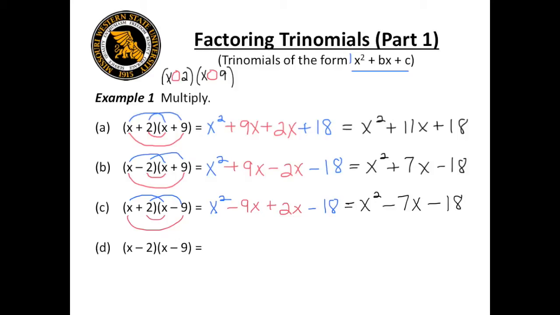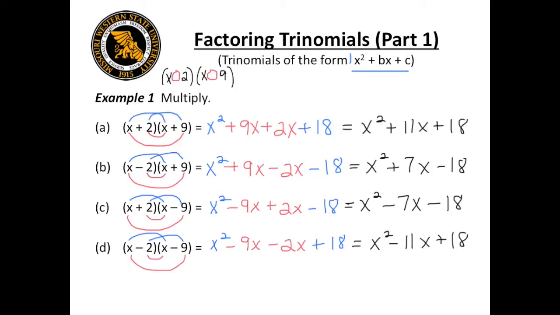One more example. X minus 2 times x minus 9. First, outer, inner, last. Negative 2 times negative 9 is a positive 18. Combining like terms, we have x squared minus 11x plus 18.